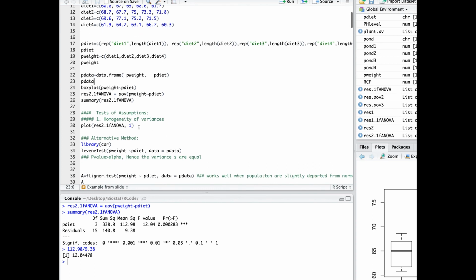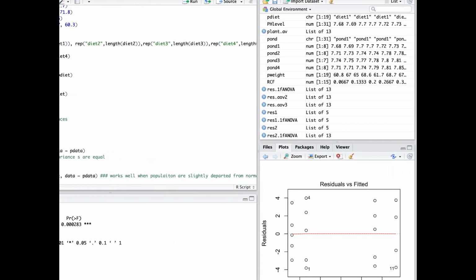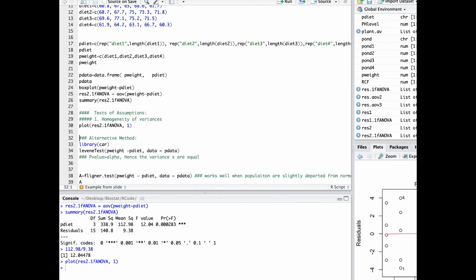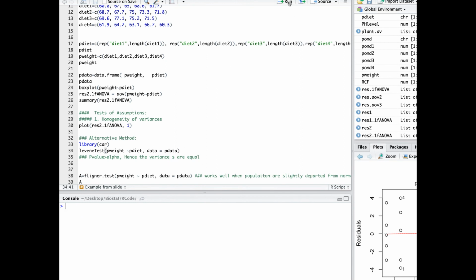I got the summary. Now I want to test the assumptions. Let's check for the homogeneity of the variance. Let me show you the plot. You see that the variances are equal because the solid line is exactly on the dotted line. But if you want to do a statistical test like Levene's test or any other test, let me do that. If I do Levene's test, I got p-value 0.7205. You see that? That means p-value greater than alpha, so you do not reject the null hypothesis. The variances of the groups are equal, right?